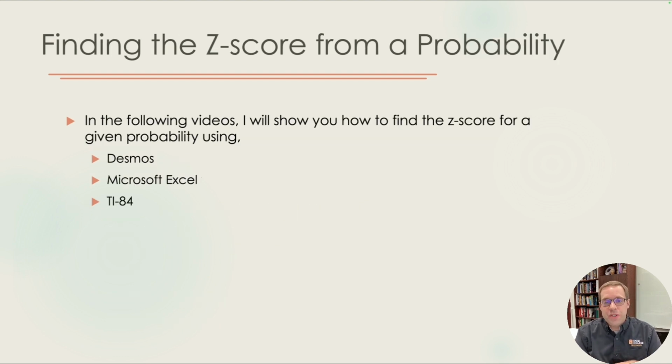So in the following videos, I've already shown you how to use a z-score to calculate a probability. In the next few videos, I'm going to do the reverse and show you, given a probability, how to find the z-scores.